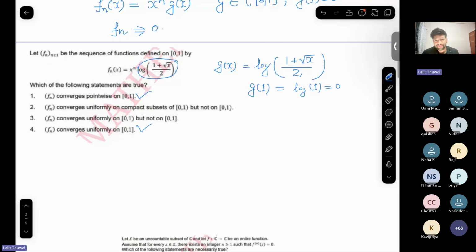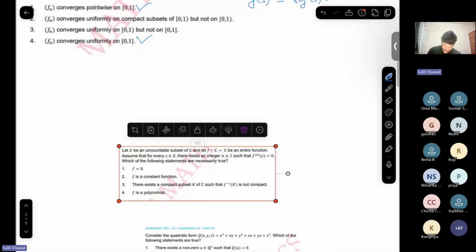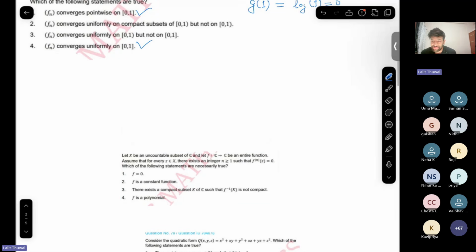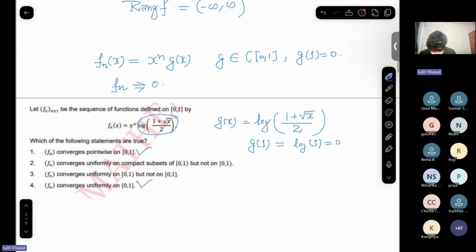Sir, can any alpha belonging to the closed interval [0,1] take the place of 1? Like we take the maximal ideal, g(alpha) equal to 0, alpha belonging to the closed interval [0,1]. Yes, the procedure will be the same. Okay, you can prove it. So I will not say yes, just see it, because I have given the exercise.